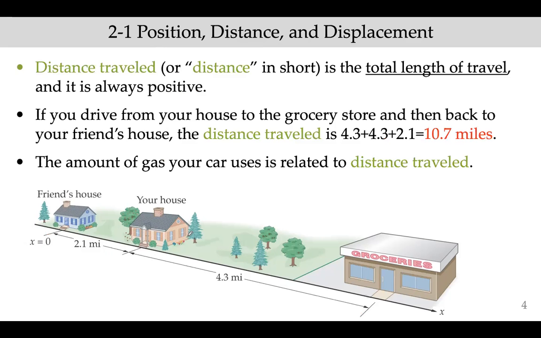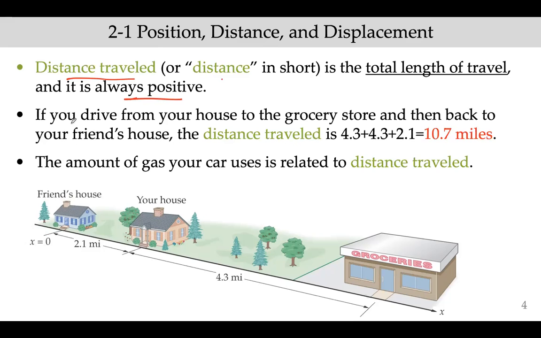The other concept is something that we use mostly in daily life. It's distance traveled, or we can also say shortly just distance. It is the total length of travel, and it's always positive. Remember, displacement could be positive or negative, but distance traveled is always positive.